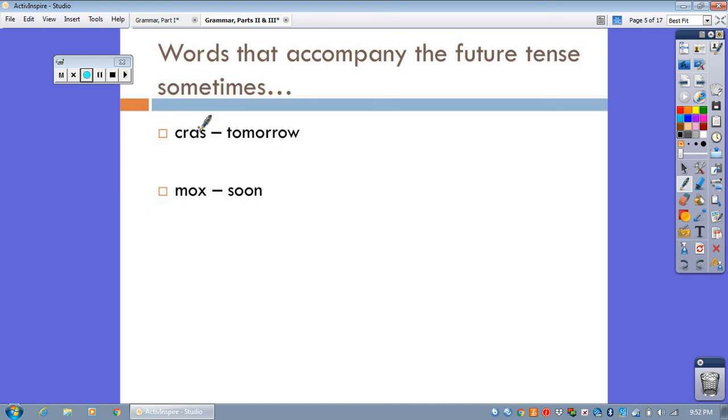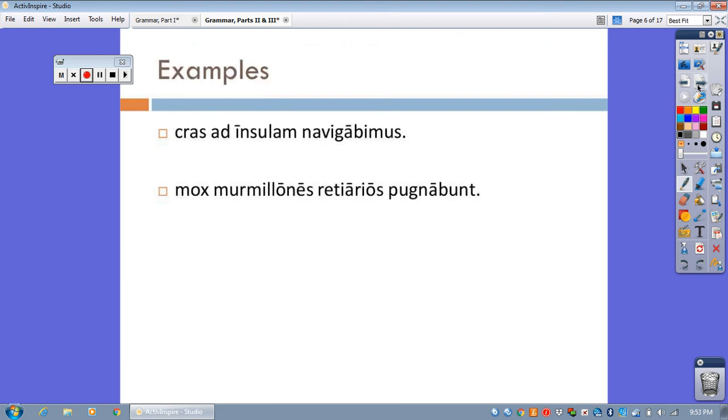All right, let's look at a couple of words that will sometimes accompany future tense verbs. Cras and mox, these are two adverbs here. Cras means tomorrow. Mox means soon. I think you've already had mox, meaning soon. Cras you're going to learn in the next stage, I believe. By the way, what comes from cras in English? Procrastinate. So just know that if you see one of these two adverbs, chances are the verb in the sentence will be in the future tense.